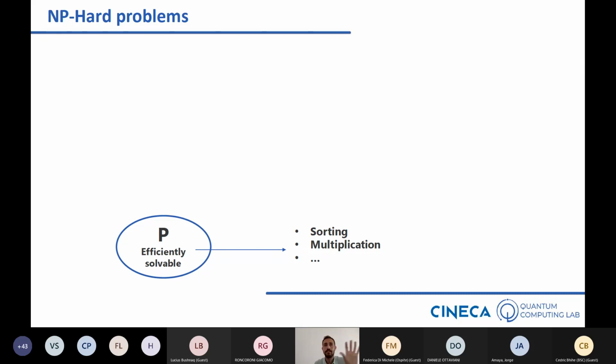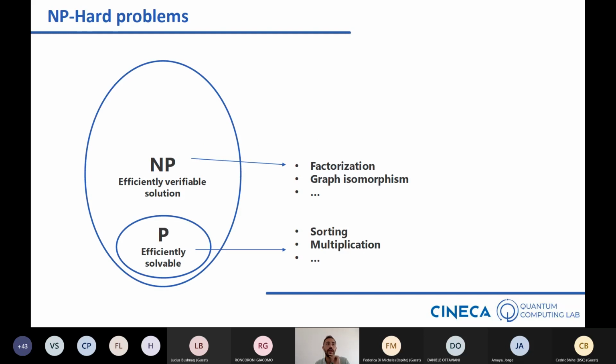They classify problems depending on how hard it is to solve them. We can have problems that are called P, which are efficiently solvable, like multiplication and sorting, for which there exists an algorithm that runs in polynomial time. Then we have NP problems that are harder, like factorization or graph isomorphism. NP stands for non-deterministic polynomial, but basically you don't have an exact algorithm that runs in a polynomial number of steps.